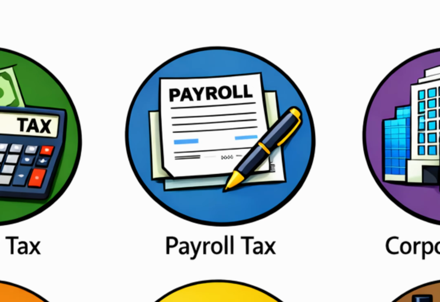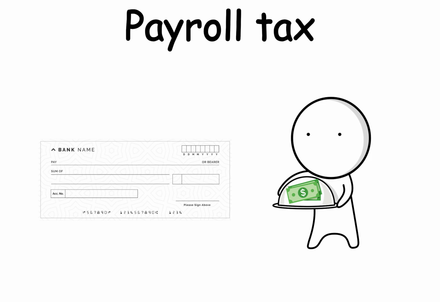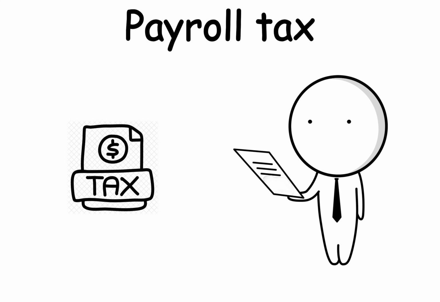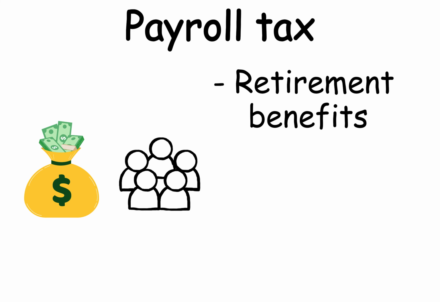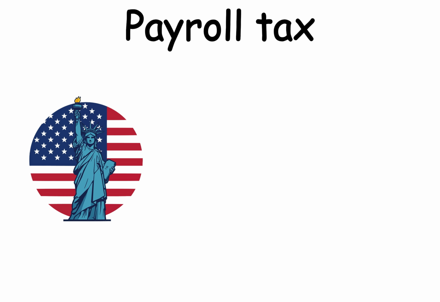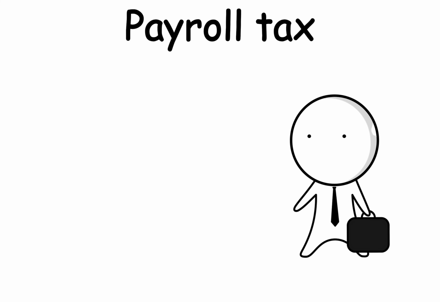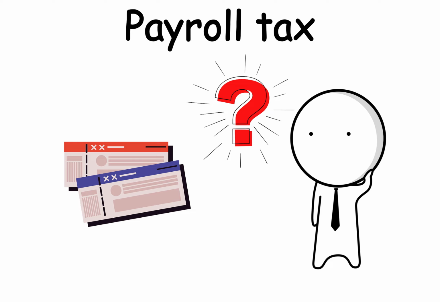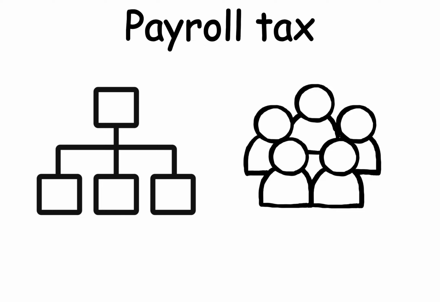Payroll tax. Unlike income tax, this one is taken directly from an employee's wages before they even see their paycheck, and employers also contribute a matching portion. It exists specifically to fund social programs like retirement benefits, unemployment insurance, and healthcare. In the United States, Social Security and Medicare are largely financed this way. Workers often notice it on their pay stubs without fully understanding what it supports, but it forms one of the financial backbones of the social safety net in most developed nations.